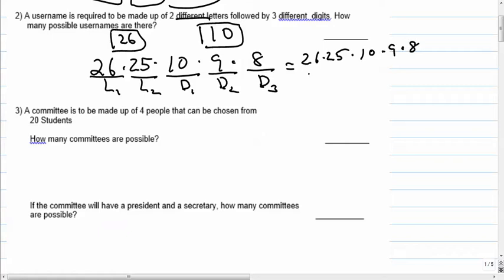I am not going to divide. Why? Because there's order. Usernames have order, so the order of selection makes a difference. So there's no division here. If you multiply this together, you get your answer.